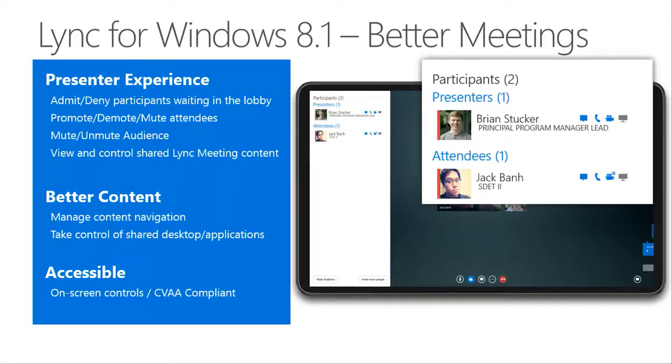So it's time to start adding more. We want to make sure that not only can you participate in a meeting well, but that you can actually run a meeting well in the client. Next month, when we update the client, we'll be adding a bunch of presenter controls. You'll be able to admit and deny participants from the lobby, which you couldn't do before. You'll be able to promote, demote, and mute attendees, all those fun things, so that you can keep control of what's going on in the meeting. We have audience controls, so mute and unmute of the audience. And you can view and control shared Lync meeting content.